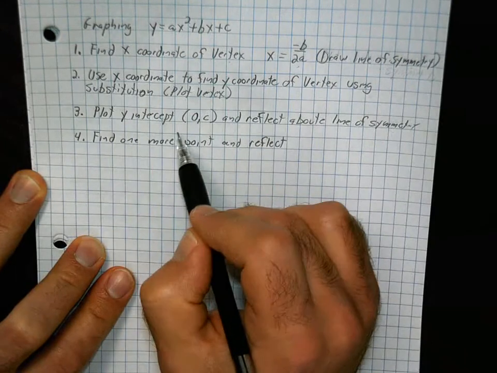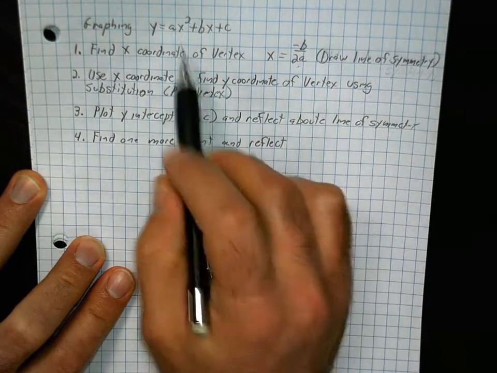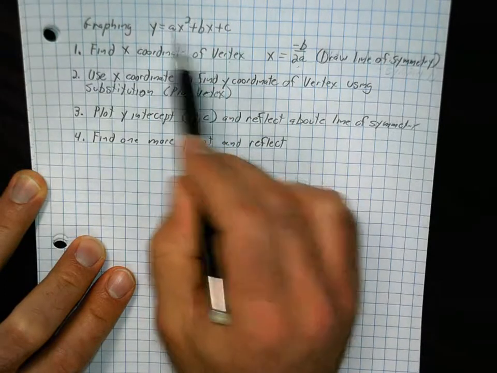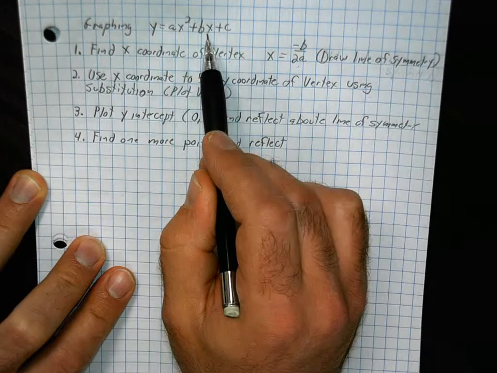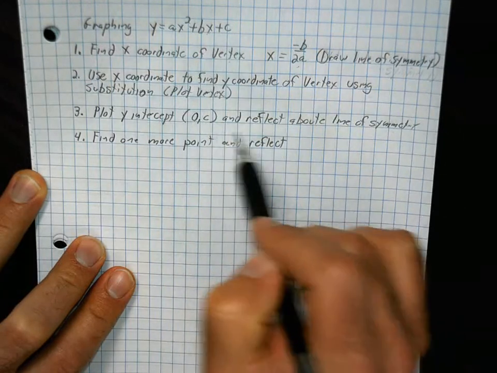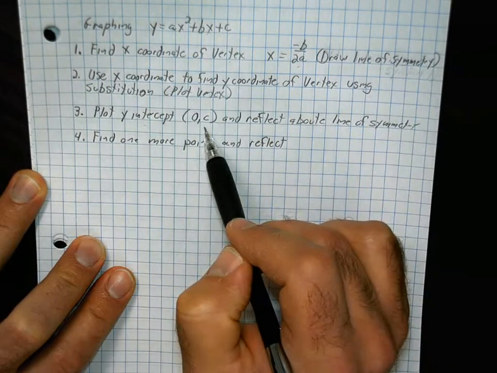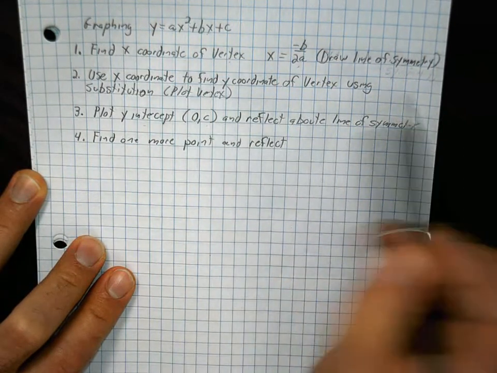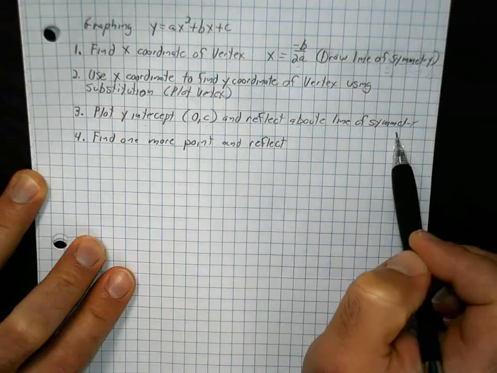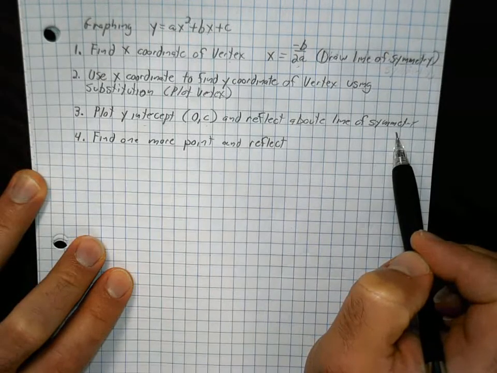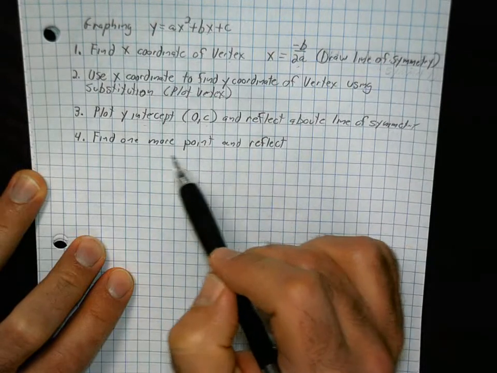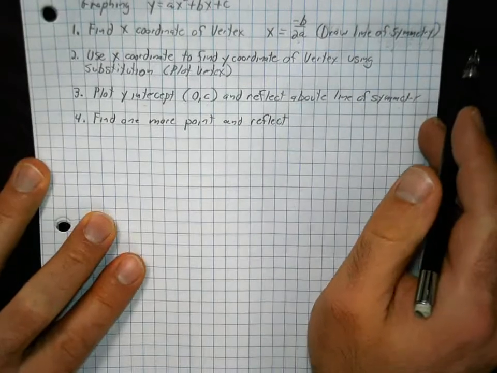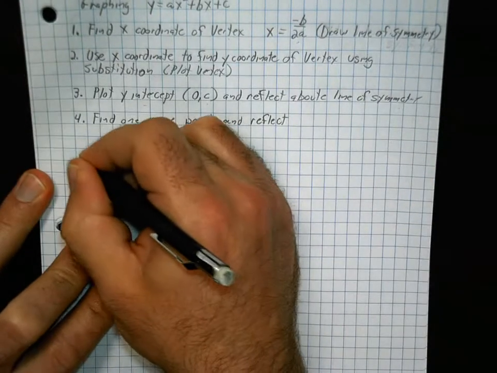Okay, step 3, plot the y-intercept. If I substitute 0 into this function, that's going to automatically make these first two terms 0 because x is 0. So then I'm going to get whatever c is. So 0c is my y-intercept. I know where the vertex already is, and that's my line of symmetry. So I can plot this point and then reflect it about the line of symmetry, and then I have 2 points. Okay, and then I finally find one more point and reflect that. So I'll go through an example here, and we'll see how that works.